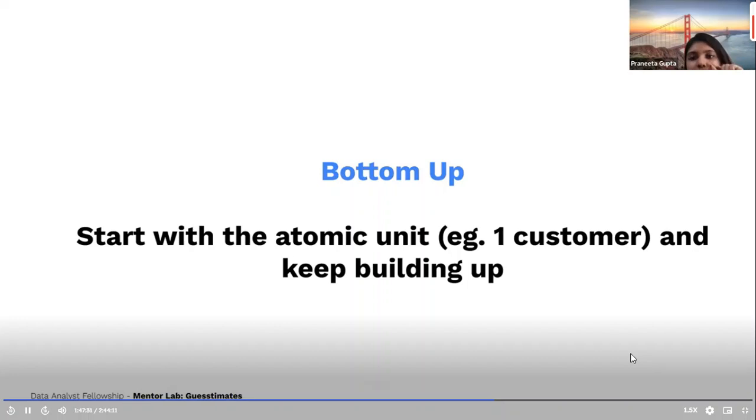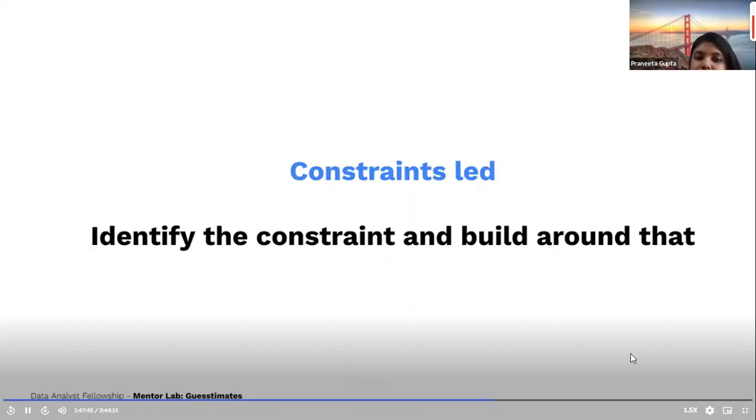In bottom up, you take a smaller piece first. For that customer, we will do some analysis. Then we will make it bigger. We will add multipliers, and then finally we will reach a bigger number. In constraints led, if you've identified some constraints that will be impacting it, then you'll first have to work on a constraint, understand that first. You could have 2 or 3 constraints, first work on those, understand their data, and then combine it to finally fetch the final answer.